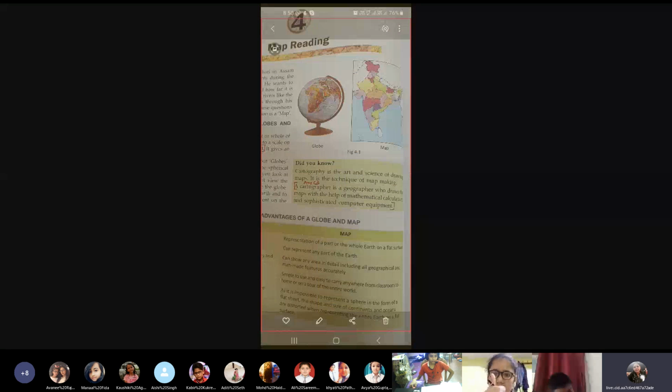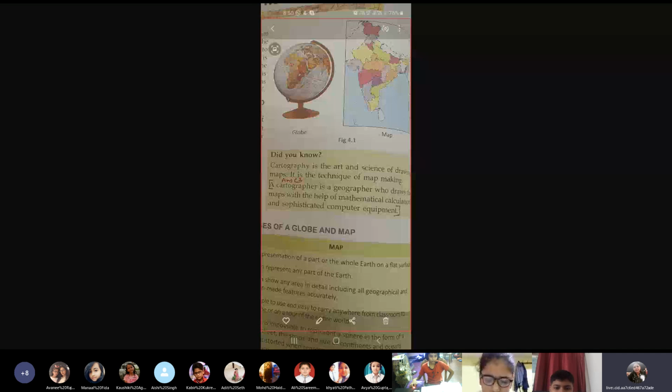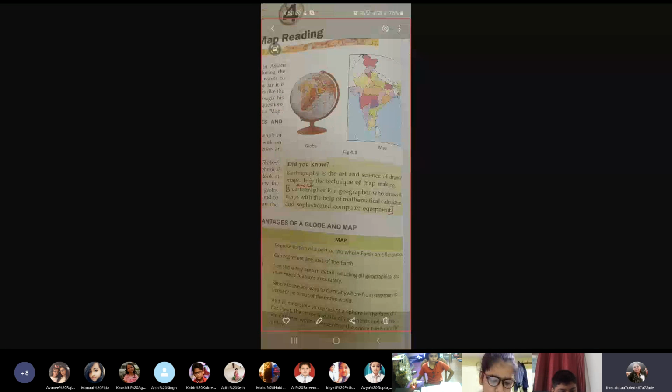Now coming on to the other thing. Did you know? Now, Did you know is telling you about two terms, cartography and cartographer. Cartography is the art and science of drawing maps.